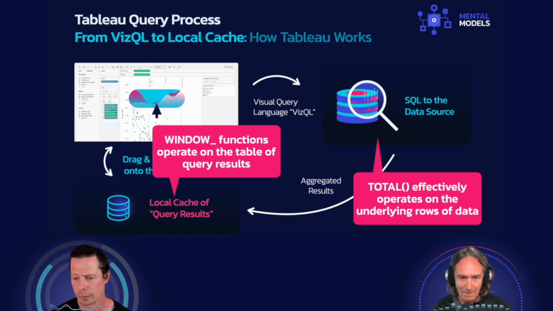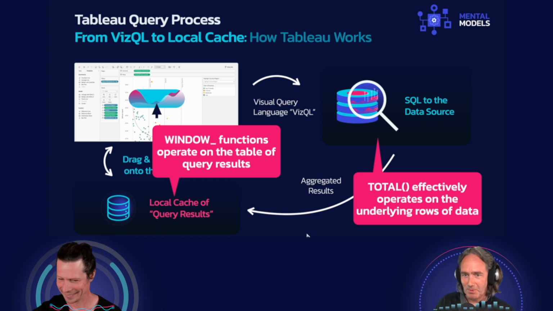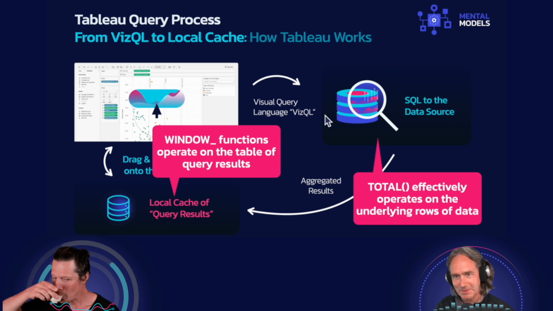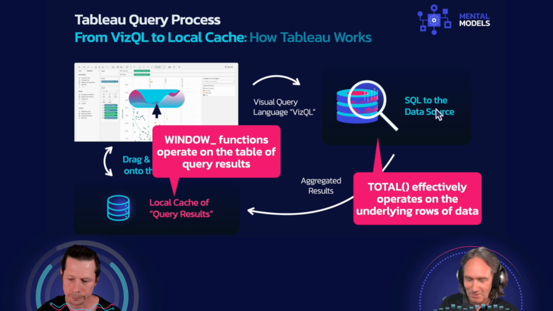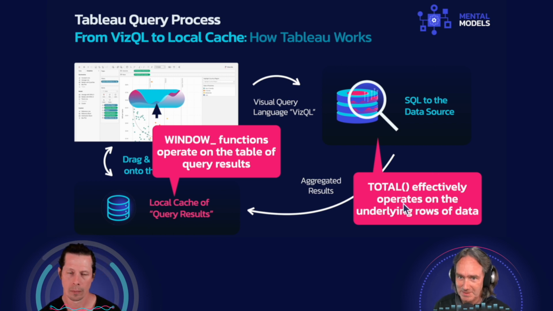Now, there is this word "effectively" I put in here because Tableau is trying to be smart about it. So if it can, the total will actually run over the query results to get you what you want, or it might change the query slightly to get what you want. So we're going to do another video that goes into more details on that because there are some performance impacts in certain scenarios.